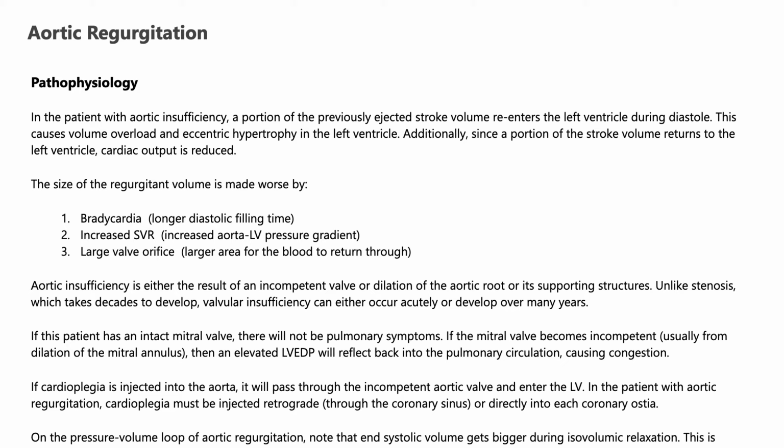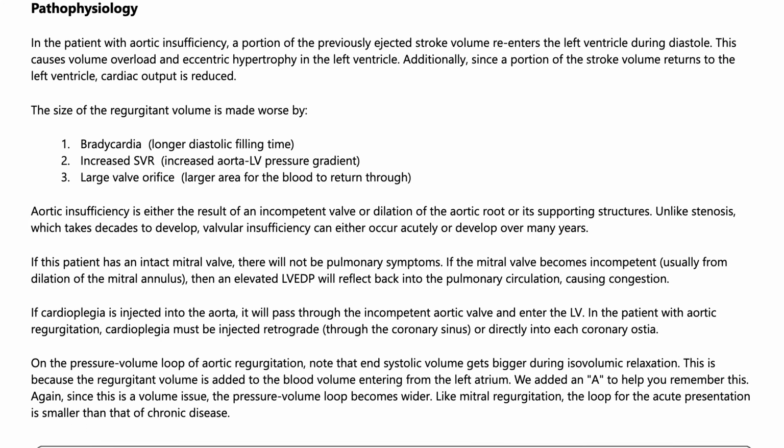The size of the regurgitant volume is made worse by bradycardia because of longer diastolic filling time, increased SVR because of increased aortic left ventricular pressure gradient, or a larger valve orifice, the larger area for blood to return through. Aortic insufficiency is either a result of an incompetent valve or dilation in the aortic root or its supporting structures. Unlike stenosis, which takes decades to develop, valvular insufficiency can either occur acutely or develop over many years.